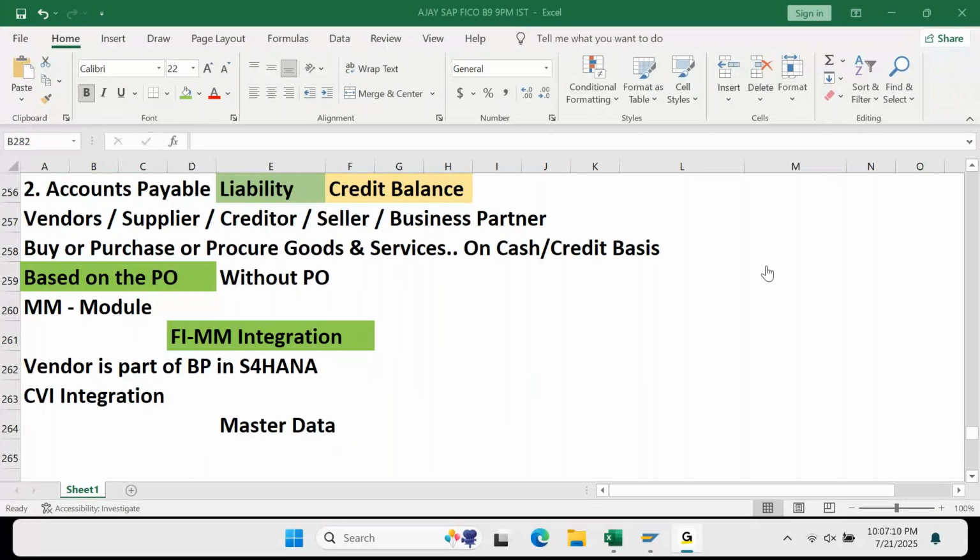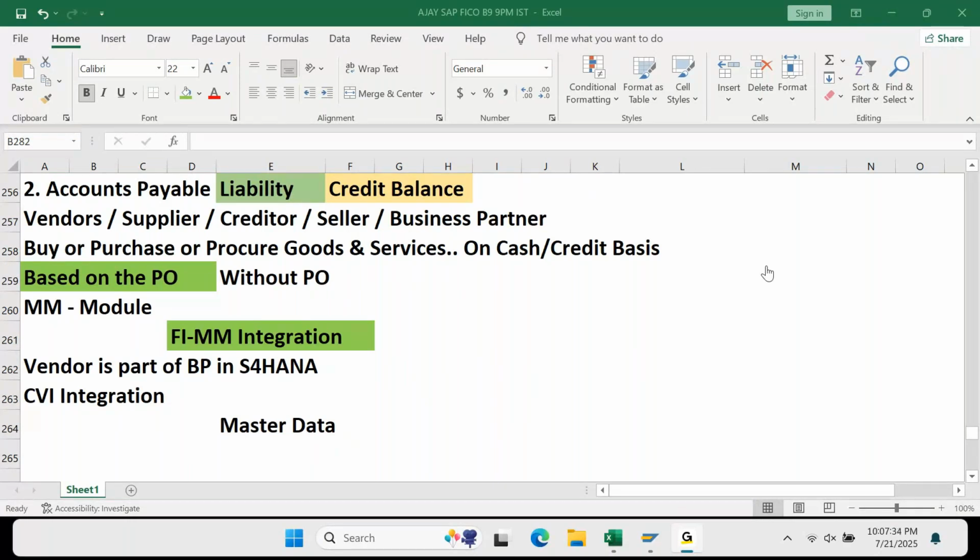In case of material, you may be correct: GRIR account debit, vendor account credit. In case of a service, you may be correct: GRIR account debit, vendor account credit. But in case of an asset, you are 100% wrong. It is not GRIR debit, vendor credit, because in the S/4HANA system, assets are treated differently.